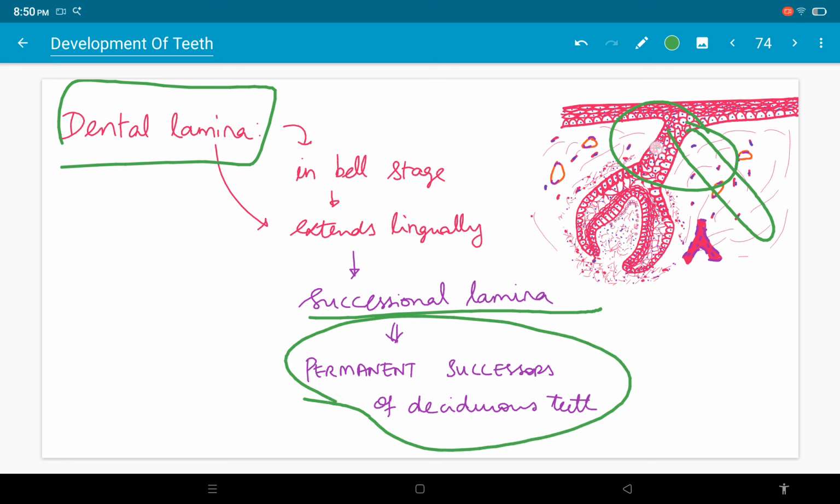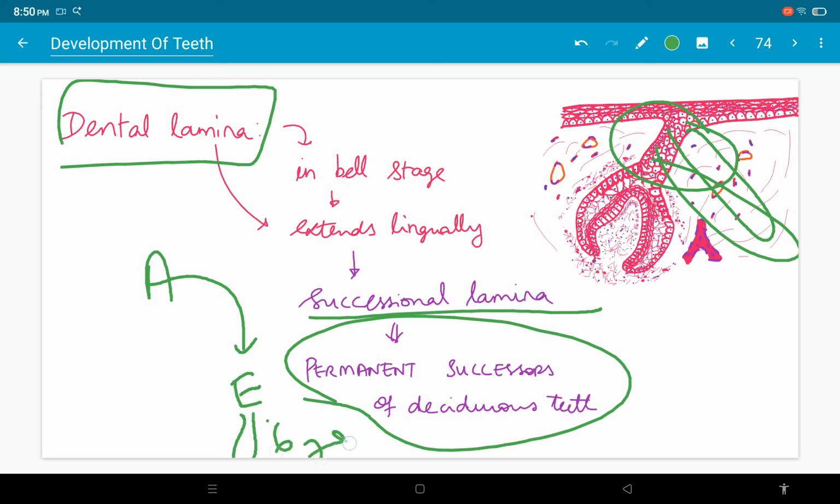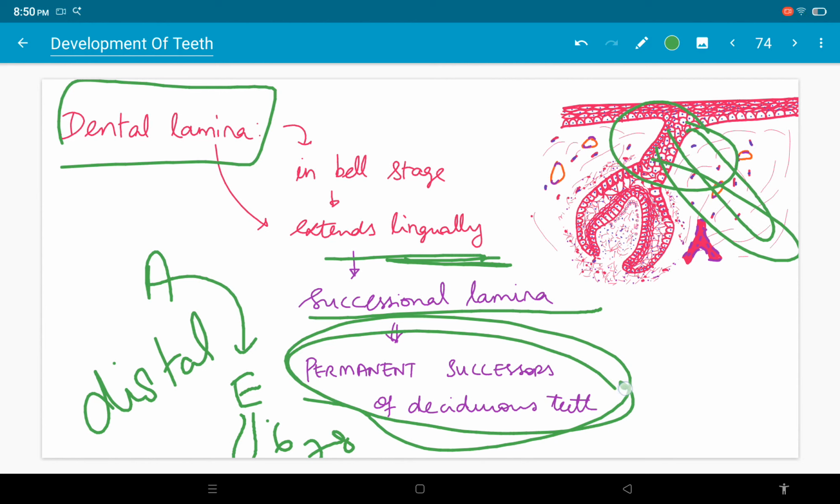If there is a distal lamina, for example, you have central incisor to second molar in your primary dentition, right? From there you need the 6, 7, 8, the future molars, to happen. For them you will have the distal lamina, distal extension. Here there is a lingual extension, which means successional lamina. It will be the permanent successors of the deciduous teeth. So permanent successors come from the successional lamina, which is happening in the Bell stage.